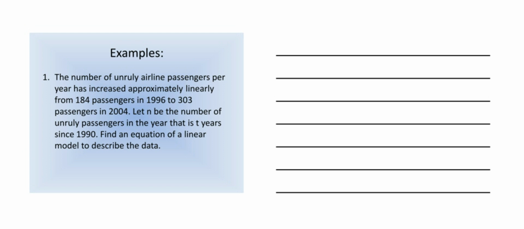So let's try that again. The number of unruly airline passengers per year has increased approximately linearly from 184 passengers in 1996 to 303 passengers in 2004. Well, so far all we've noticed is that it's talking about passengers and they're unruly. Okay, well, probably being rude or obnoxious in plane, right? So let n be the number of unruly passengers in the years that is t years since 1990. Find an equation of a linear model to describe the data.